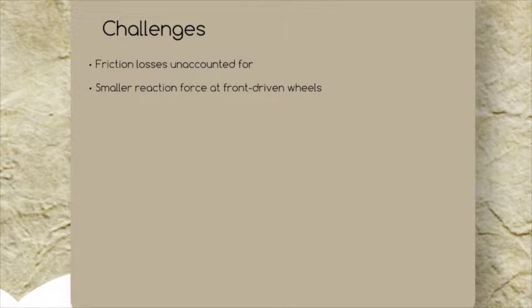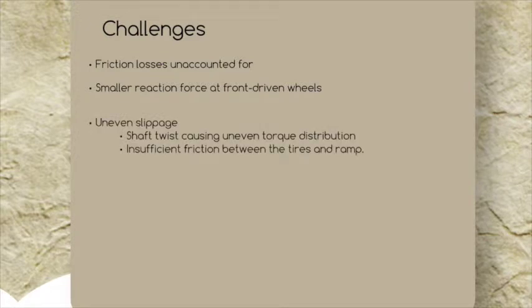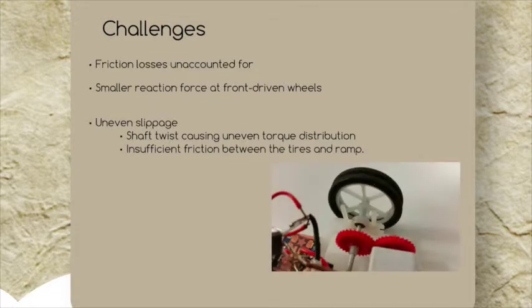Consistent performance on the ramp and in flight were hard to achieve. Difficulties were caused by uneven slippage on the ramp due to the shaft twisting, causing an uneven torque distribution and insufficient friction between the tires and ramp. To solve these issues, a stiffer steel shaft was used, on which 4 wheels with larger rubber O-rings were glued on.